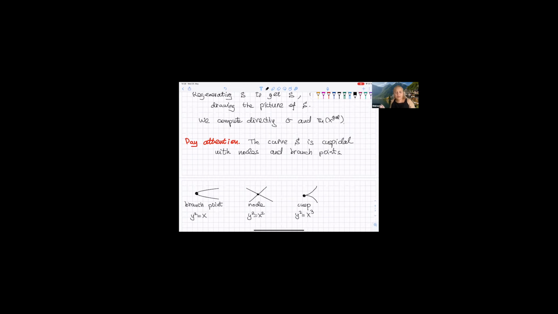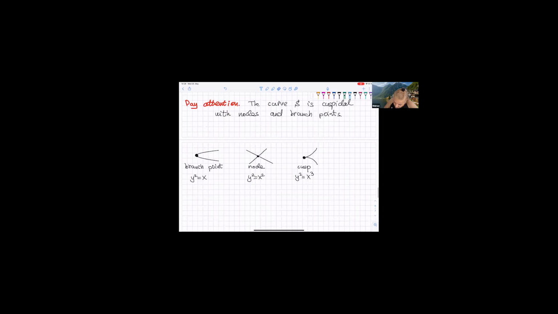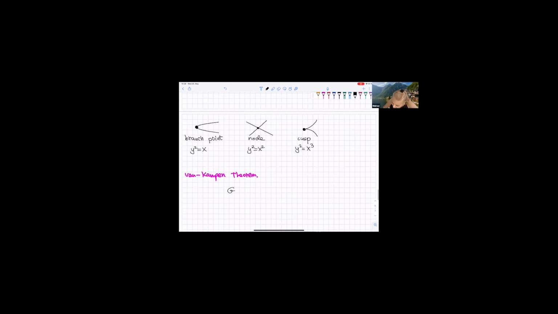Then, when we know that we have only these types of singularities in S, we can turn finally to Van Kampen Theorem. Van Kampen Theorem gives us the presentation of G, I mean this G, CP squared minus S. It gives us a presentation by means of generators and relations, of course.